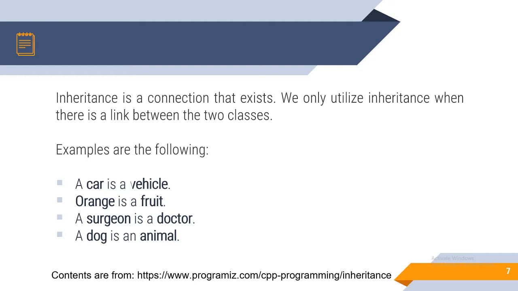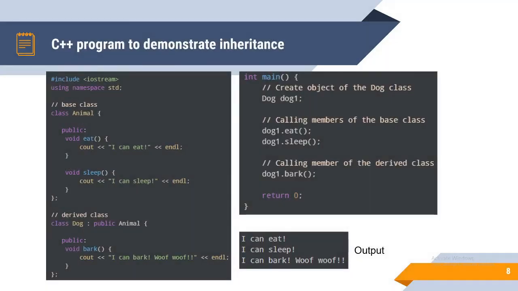For example here, a car is a vehicle, right? Is there a relationship between the two? Yes, they have a relationship. Orange is a fruit. Yes, there is. Surgeon is a doctor. Yes, there is. Dog is an animal. Yes, there is, because dogs are animals. Cats are animals, lions are animals. Okay, so let us proceed to the next example.